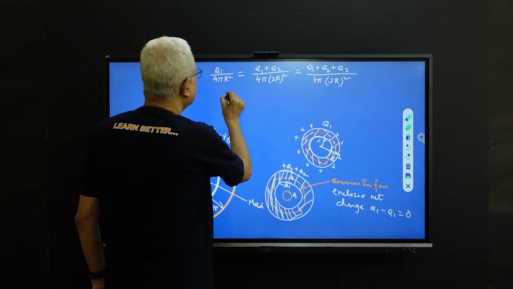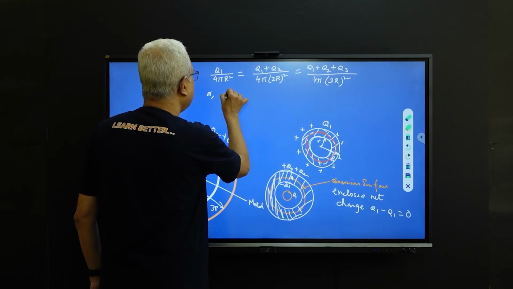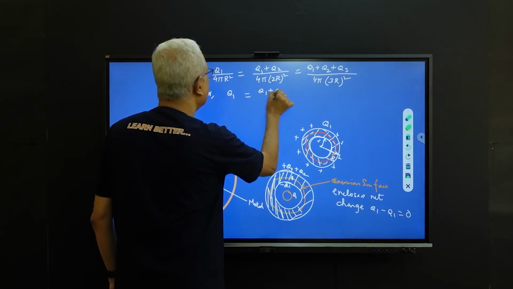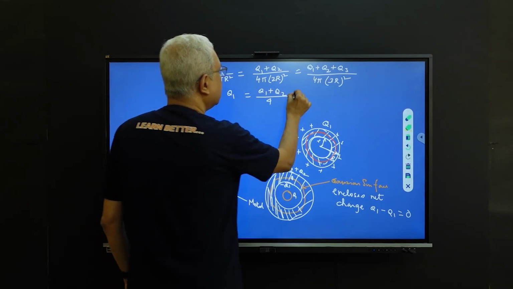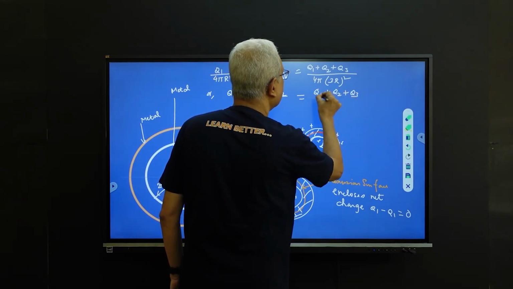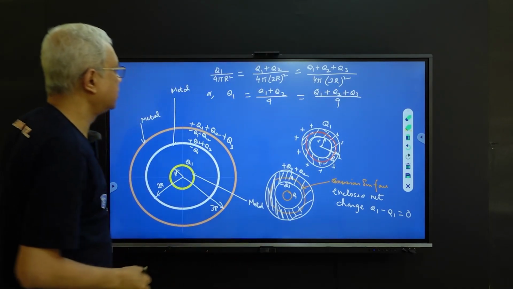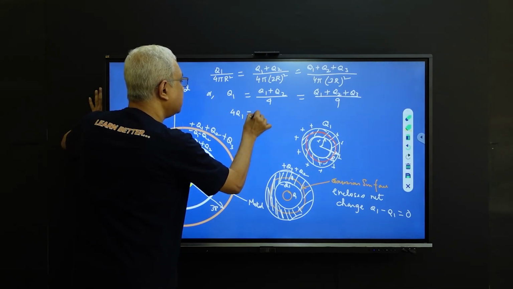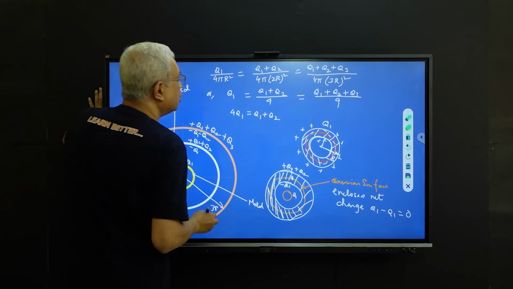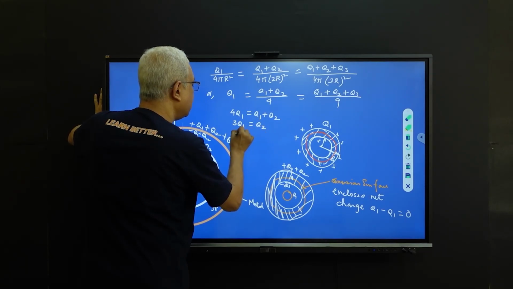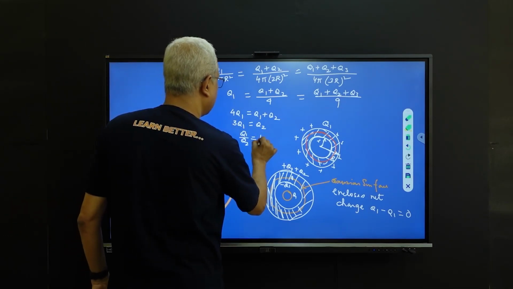So what happens actually? From this, we can write Q1 equal to Q1 plus Q2 by 4, equal to Q1 plus Q2 plus Q3 by 9. So you can write 4Q1 equal to Q1 plus Q2. So 3Q1 equal to Q2. So Q1 by Q2 equal to 1 by 3.